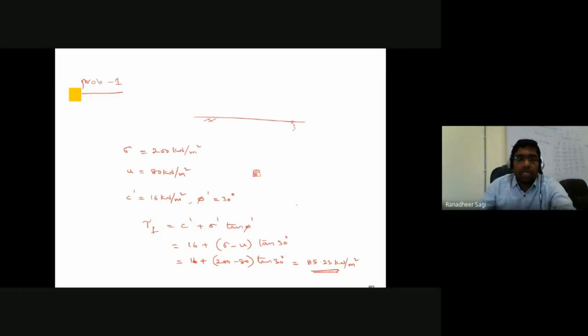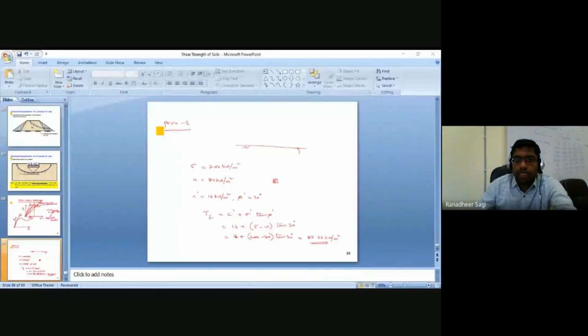Okay, we'll conclude for today, and in the next class we'll talk about the other lab tests, or maybe in the foundation engineering course also we'll talk about that particular point, that is the vane shear test. So we'll take that up in the next class.